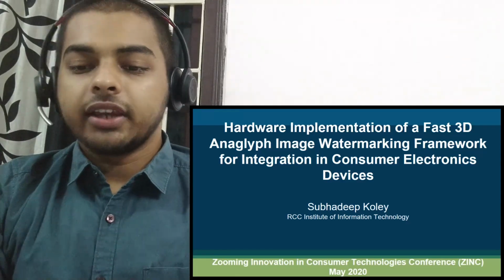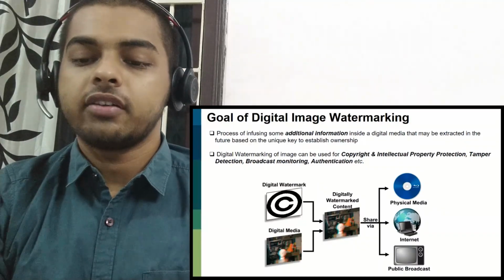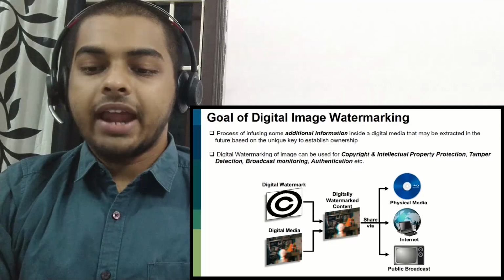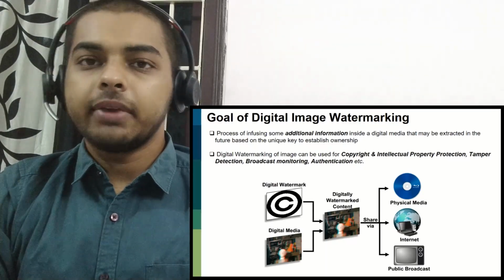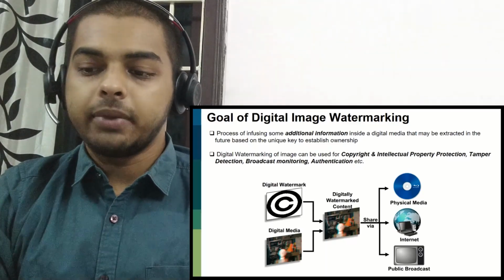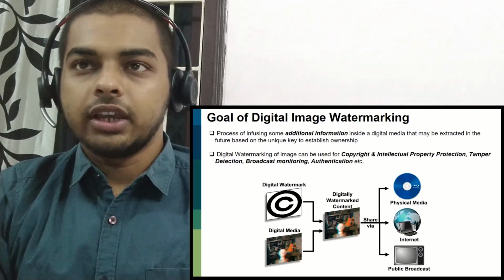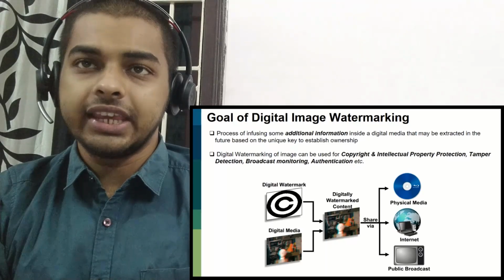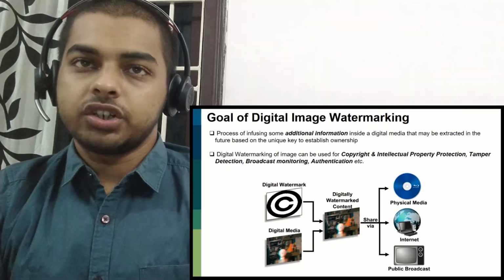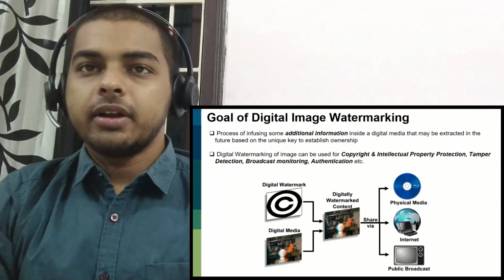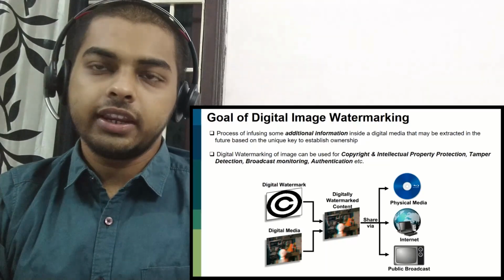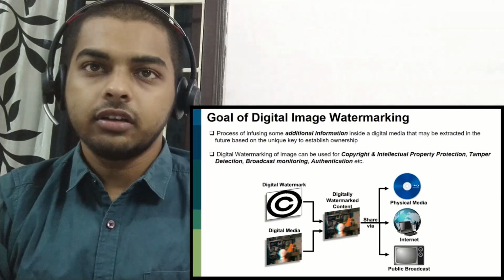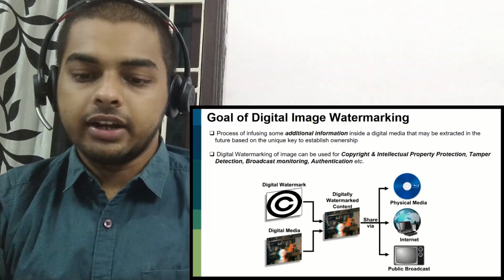What is digital watermarking and what is the goal we are trying to achieve? Basically, it is the process of infusing some additional information, which can be an image, text, or audio, inside a digital media, which we can extract later based on some unique key to establish the ownership. So digital watermarking of images can be used for various applications like copyright protection, intellectual property protection, tamper detection, broadcast monitoring, authentication, etc.